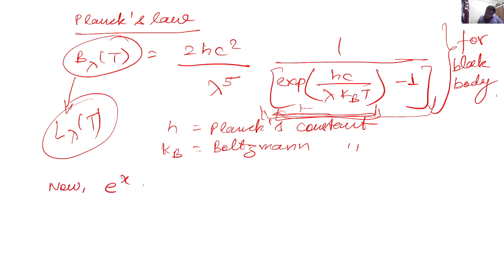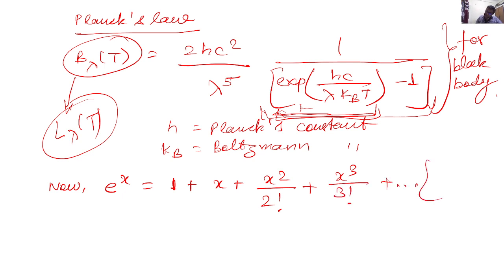Now e to the power x, if we convert it into a polynomial form thanks to Taylor's function, would be 1 plus x plus x squared by 2 factorial plus x cubed by 3 factorial and so on. So this is the Taylor series. Taylor series is a tool by which we can convert any function into some set or list of polynomials. So let's look at the limit.